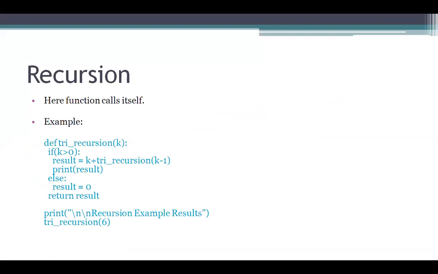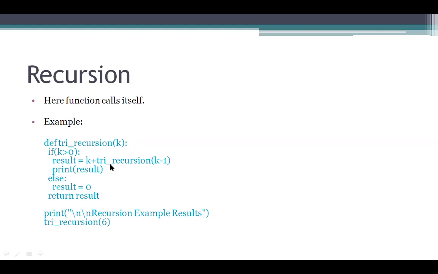Here we can see an example: define try_recursion, and we're passing it an argument. It prints "Recursion example results", and we're calling the function with the argument 6. So k has the value 6. If k is greater than 0, which it definitely is, it enters the loop. Result is equal to k plus the function called again with k reduced by one. That way it calls itself again and again, and then prints the result.